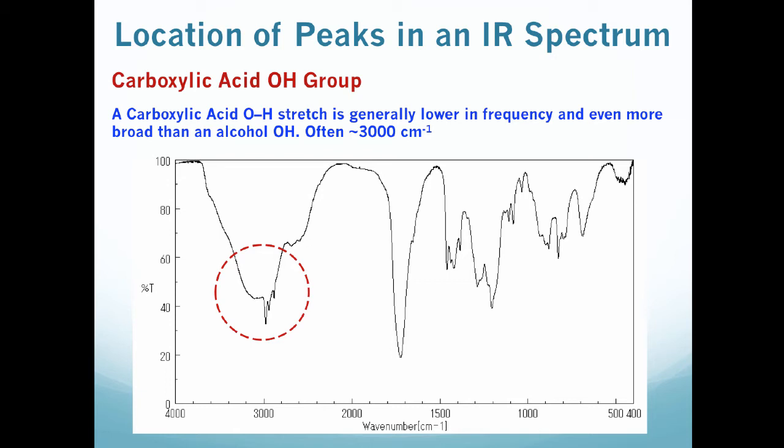Okay, so now we're at the carboxylic acid. So again, it's an OH, but it's a different functional group. It's part of a carboxylic acid. And what we're going to see about a carboxylic acid OH stretch is that it's not at as high a wave number as an alcohol. Carboxylic acids are generally centered around 3,000 wave numbers, and in most cases they're even more broad than an OH.